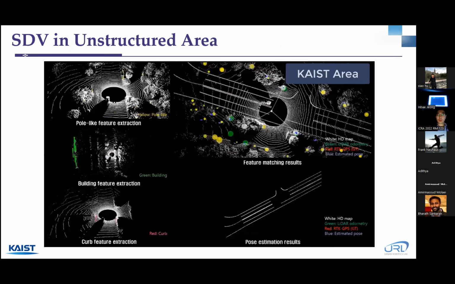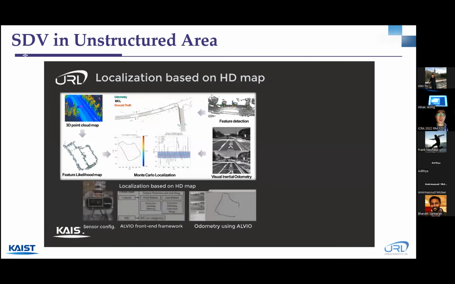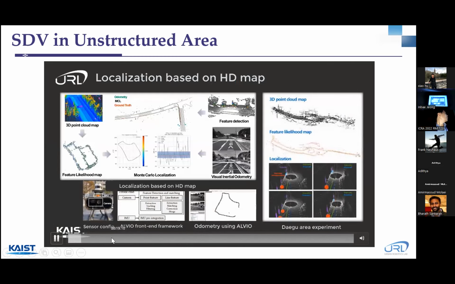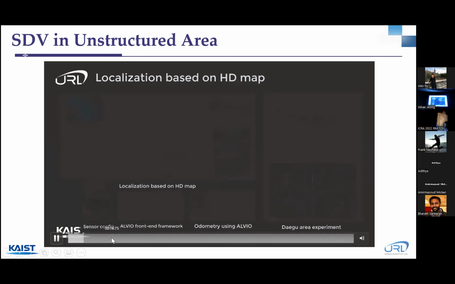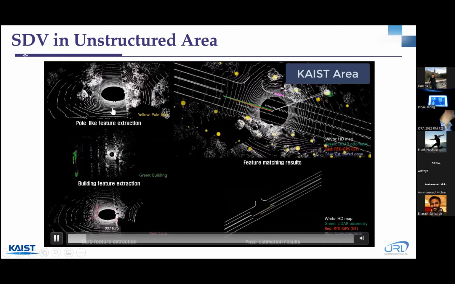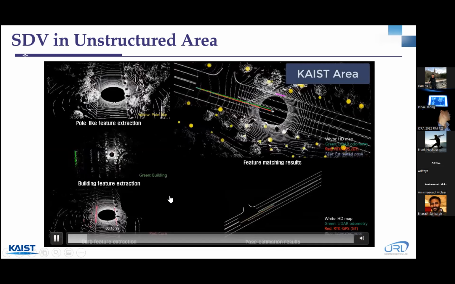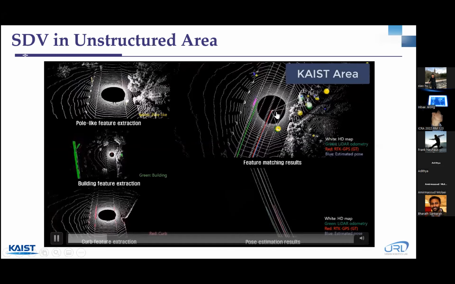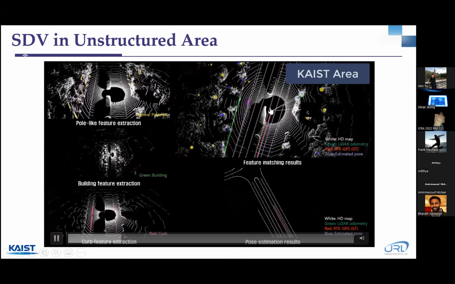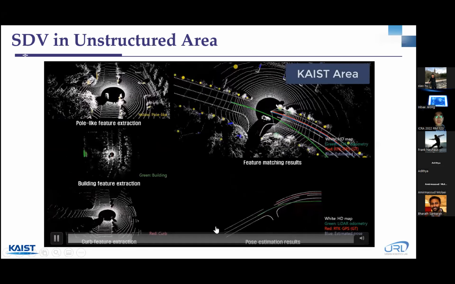Yeah, we extract the features from the environment. So in real time, you can extract the planar features, pole-like features, or the curve features this way, and we can localize the vehicle quite accurately. So you can compare the result with the RTK GPS. They coincide with each other. And this is the localization part.